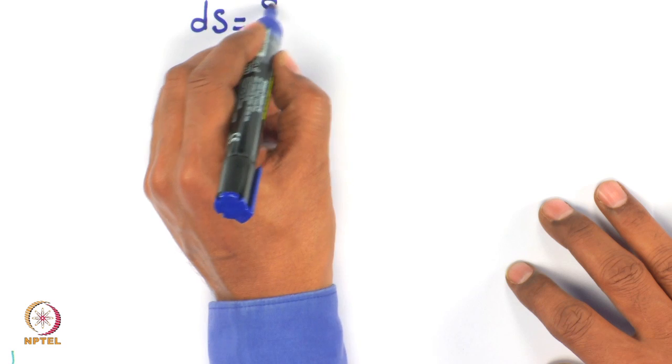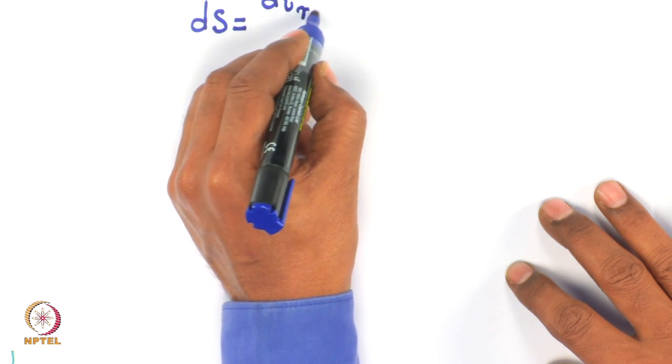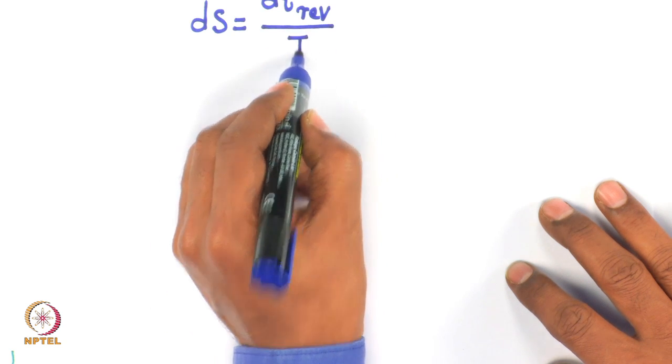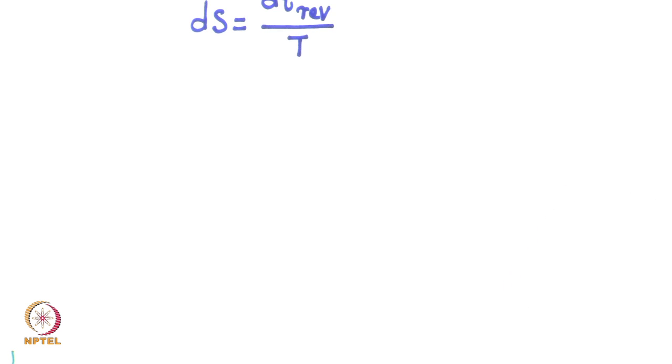dS is equal to dq. Remember that we always have to put the subscript reversible, divided by the temperature. This is the general expression.